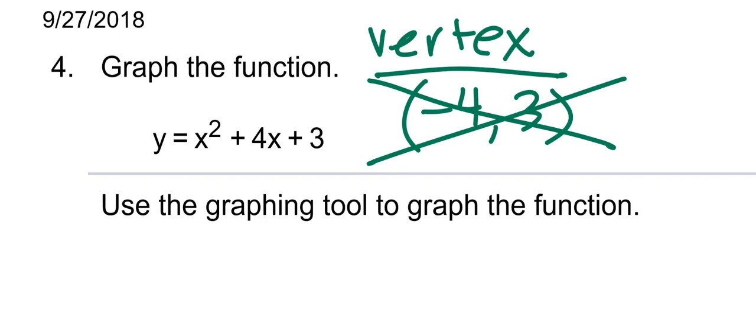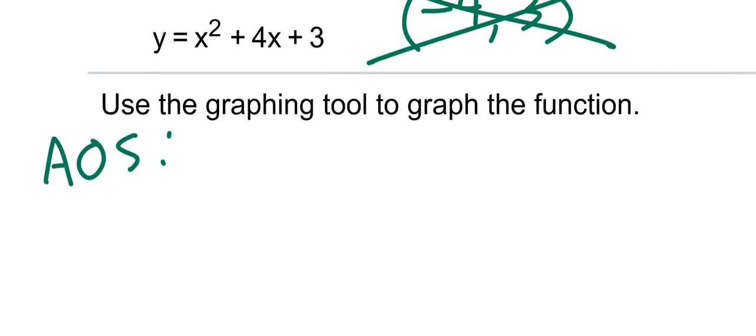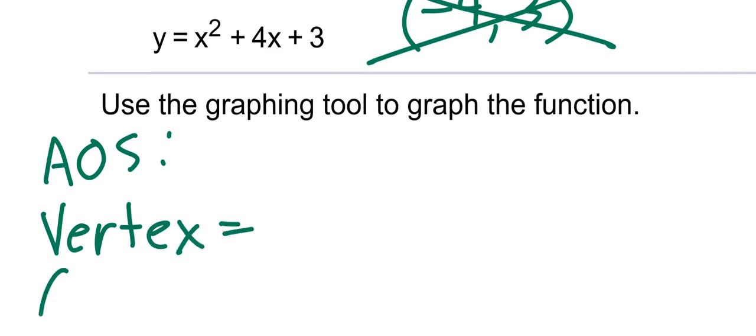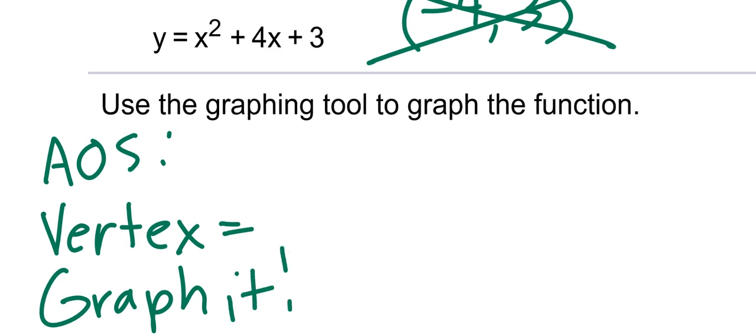How do we find the vertex? First, I would find the axis of symmetry. Next, I would find the vertex. Next, I would graph it. Do it in that order, you'll have it. Find the axis of symmetry, find the vertex, then graph it. Go.